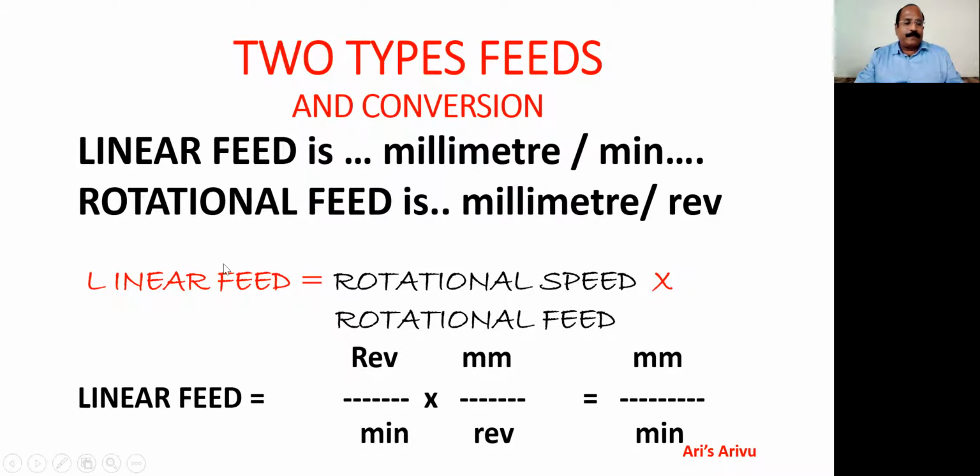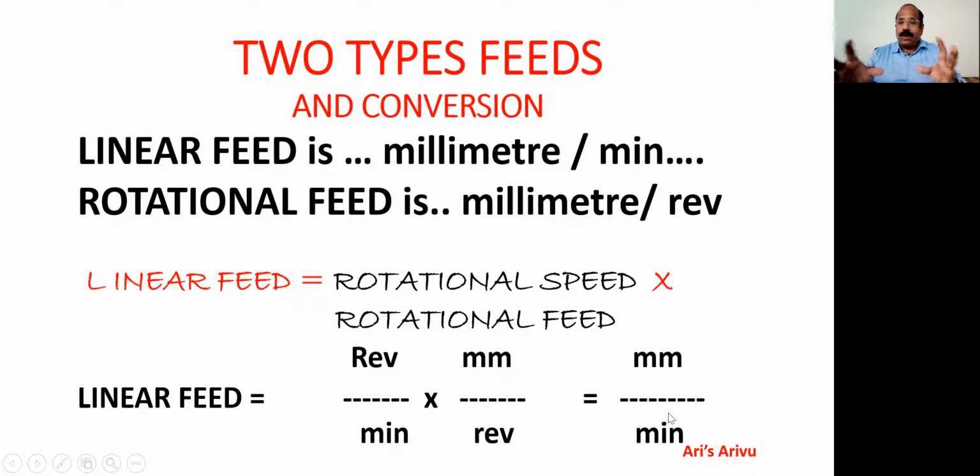These have a relationship. Linear feed equals rotational speed times rotational feed. Rotational speed is the revolutions per minute, RPM. Rotational feed is how many millimeters it moves per revolution. If you multiply both, naturally we get the linear feed. Linear feed equals revolutions per minute times millimeters per revolution, so the revolutions cancel and you get millimeters per minute.